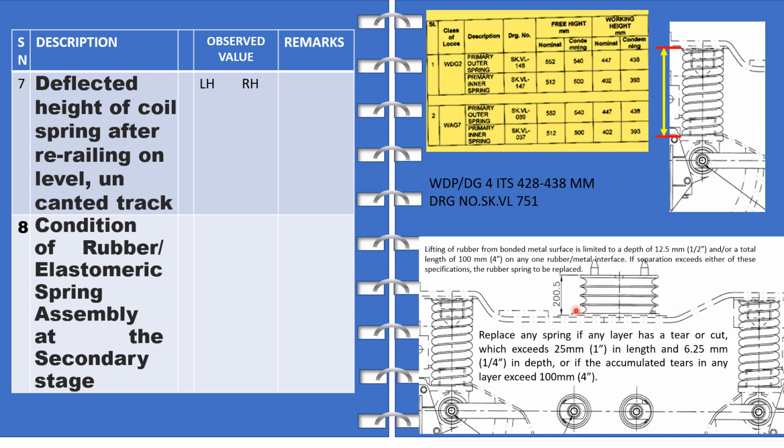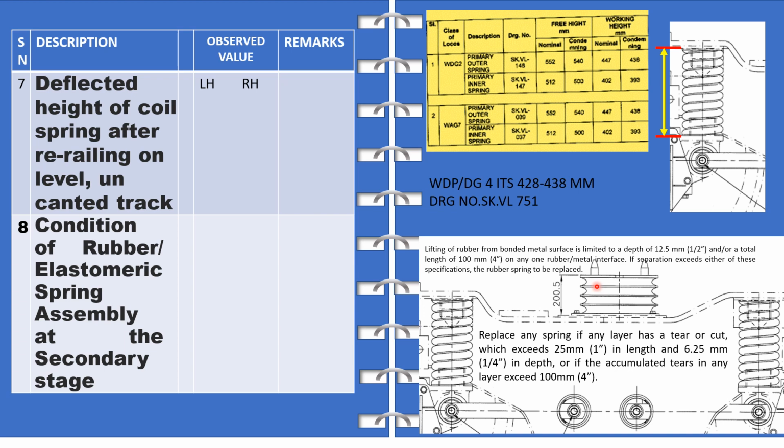So the height is 200.5 millimeter, and how do we classify this as unserviceable? We have this line mentioned in the manual that lifting of rubber from the bonded metal surface is limited to a depth of 12.5 mm only, and a total length of 100 mm on any one rubber metal interface.